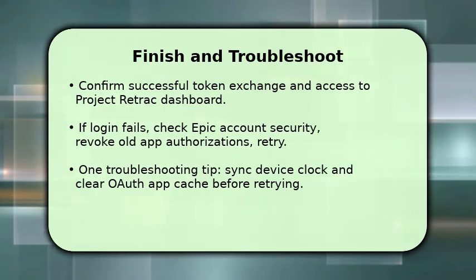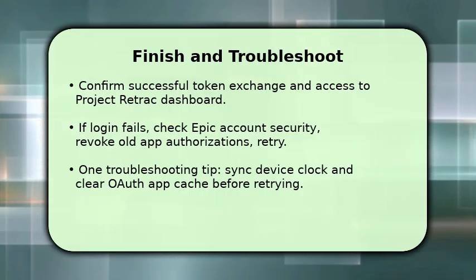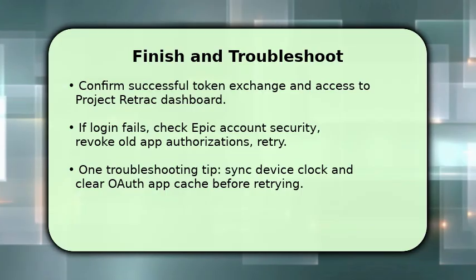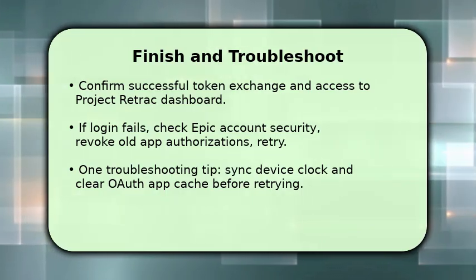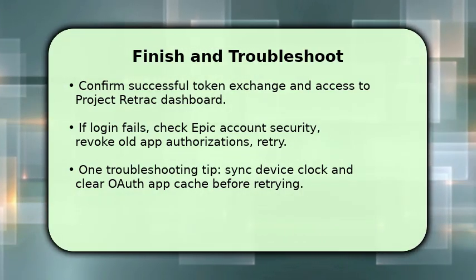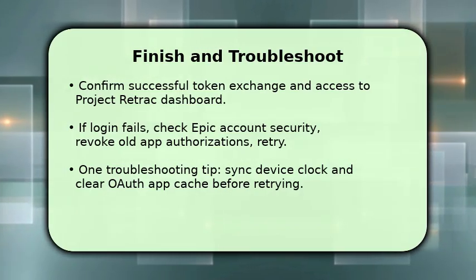If login fails, inspect Epic account settings for security locks, revoke previous authorizations for Project Retrac, and reset the password if needed, then retry. One key troubleshooting tip: sync your device clock and clear the OAuth app cache. Clock drift or cache tokens commonly break auth flows, and fixing them often resolves persistent login issues.